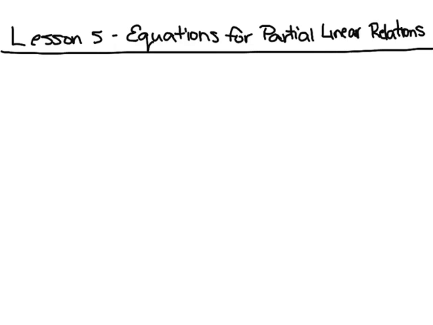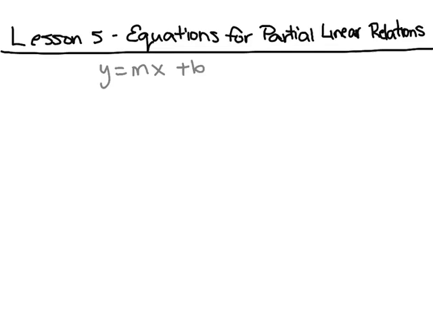Lesson 5, Equations for Partial Linear Relations. So when we have a partial linear relation, that means it's not going through the origin. So it's going to have to cross somewhere on the y-axis. It could be above, it could be below, it could be in any which way or form. So when we do this, we use the equation y equals mx plus b.